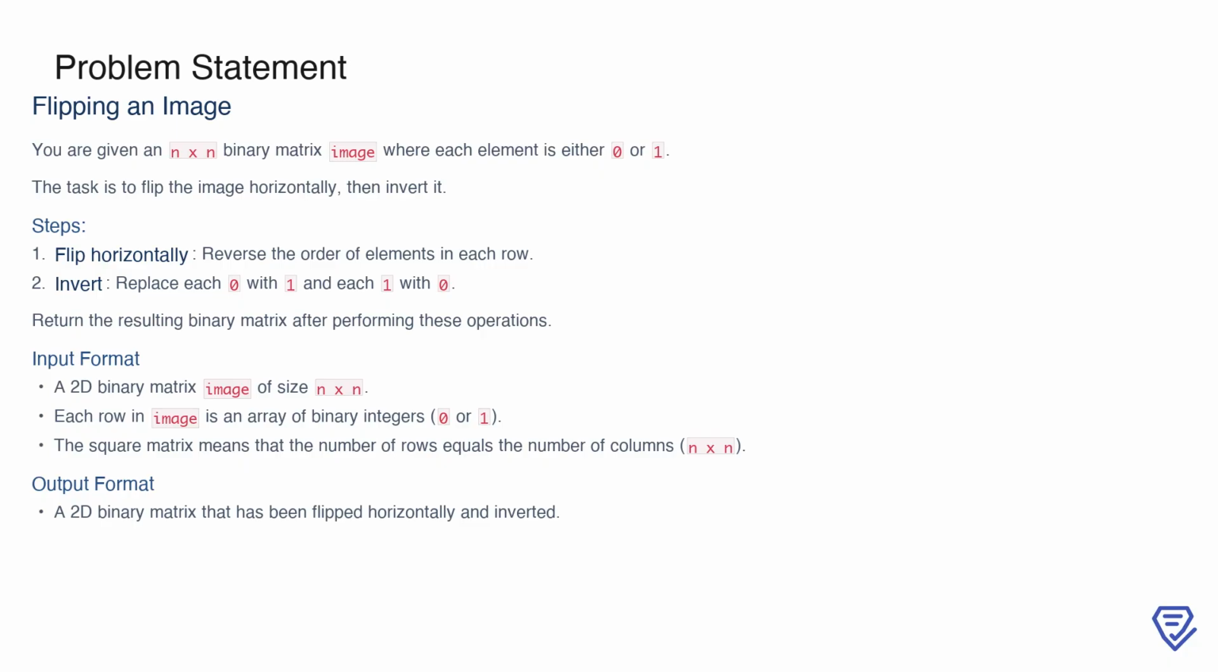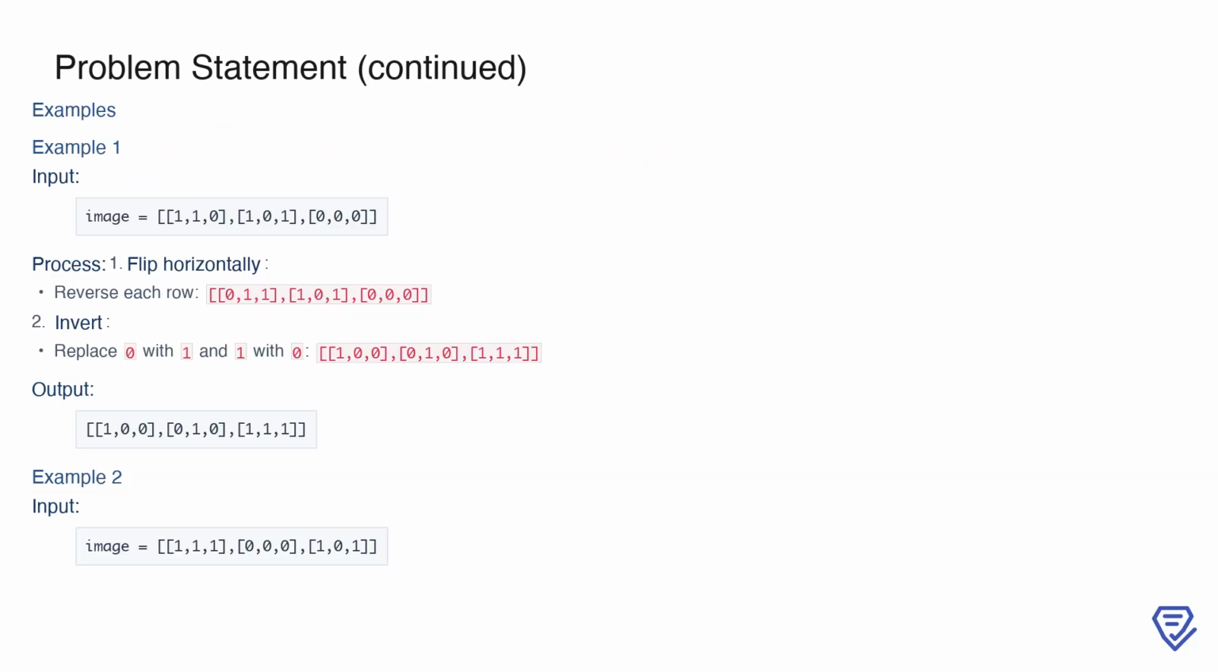The input is formatted as a 2D array where each row contains binary integers, and the matrix is square, meaning it has the same number of rows and columns. The output is also a 2D binary matrix that reflects these transformations. Let's look at an example to understand this better.